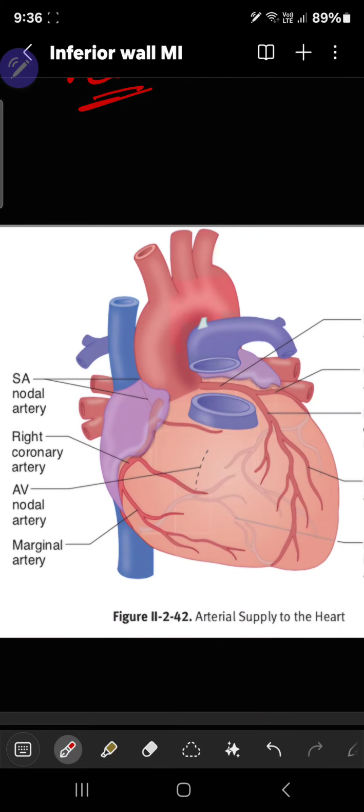You see, the right coronary artery will be supplying the SA node, which is present here, that is called the SA nodal artery, and it will also supply the AV node. These dotted lines which you see, AV node, there is one branch of right coronary artery that is called the AV nodal artery. So when the RCA is blocked, as usual, the AV node may go into ischemia, and because of this there will be heart block.